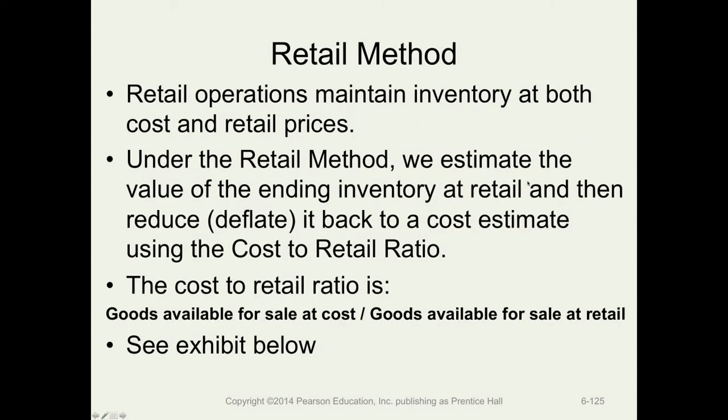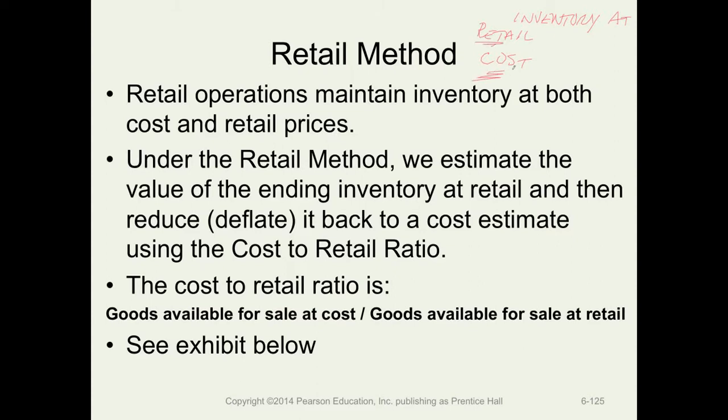The other approach we can use is used by retail operations, and that's known as the retail method. Retail companies will maintain 2 sets of records. They'll keep dual records. One set will be at cost and the other set will be at retail. So retail companies will keep retail and cost values. Inventory is at both retail and cost.